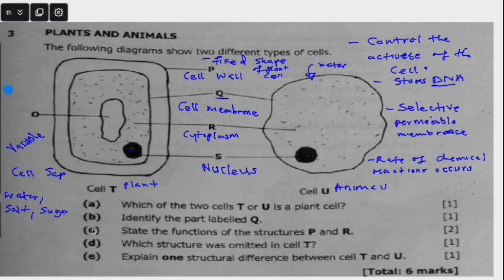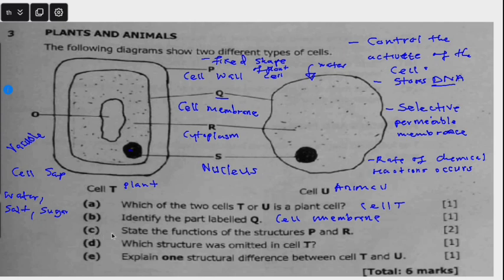Okay, so now let's try to answer these questions. Question A: which of the two cells, T or U, is a plant cell? So I've already identified that, so you can just say cell T, which is a plant cell. Then identify the part labeled Q. So part labeled Q is this one here. We have already identified that one, which is the cell membrane.